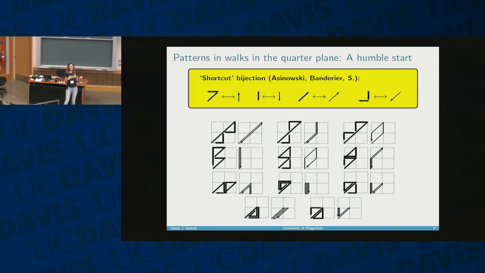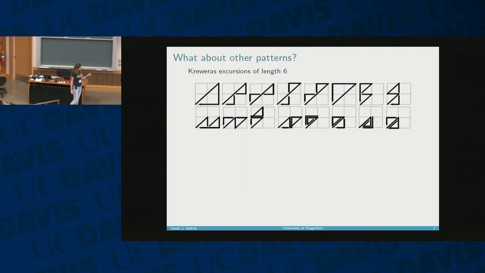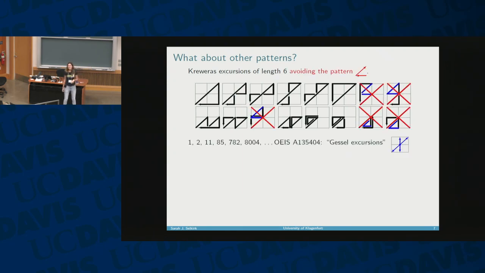Oh, and I didn't repeat it. What about the length of the path? Okay, so we can now avoid another pattern, and out pops Gessel walks again. So, spoiler, they're not all Gessel walks. It's not just that Kreweras walks are just Gessel walks in disguise. But this is super nice.